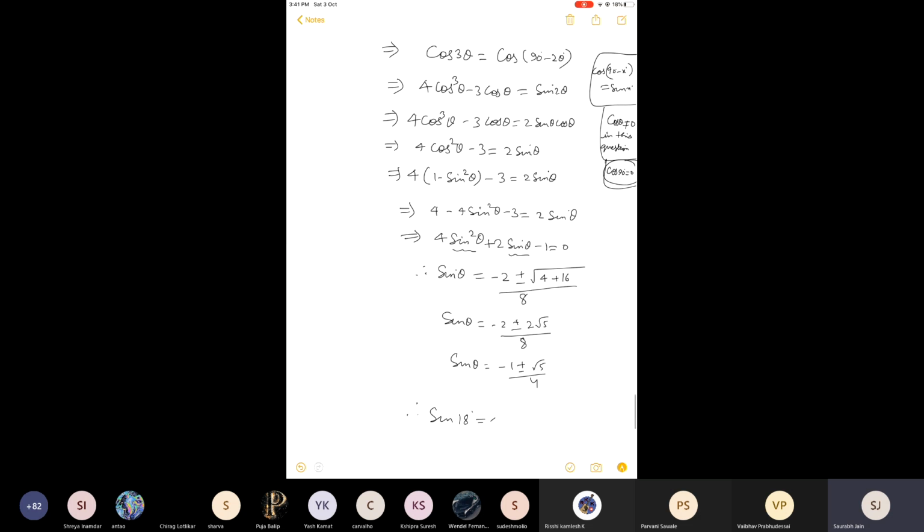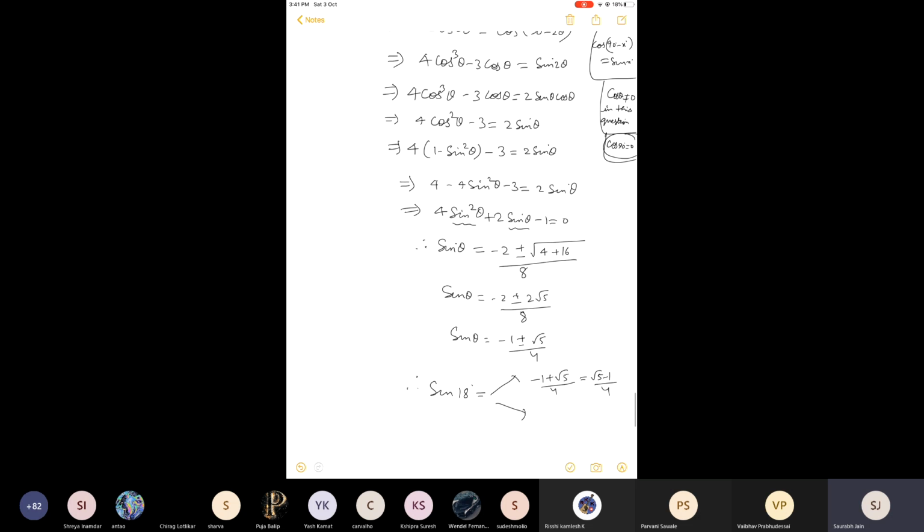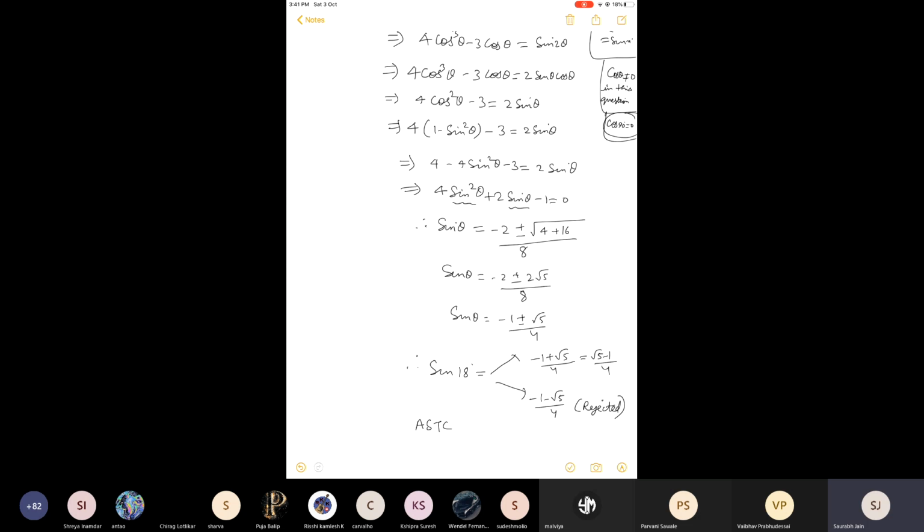We are getting two values. One is minus 1 plus root 5 by 4, which is our answer. If you remember the table, root 5 minus 1 by 4. And the second one is not there in the answer. Why has it been rejected? Can anyone tell me? First quadrant. First quadrant. Very good. Now you are giving answers.